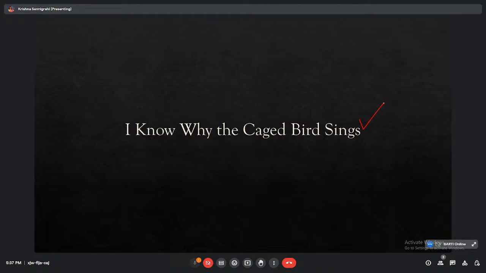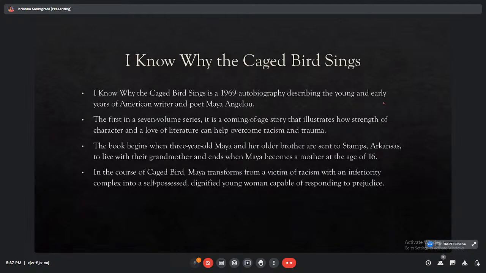It is a very, very important work in the world of black women writing about womanism and the ideas of freedom, the idea of how you can attain freedom. So, I Know Why the Caged Bird Sings is a 1969 autobiography describing the early years of American writer and poet Maya Angelou. The first in a 7 volume series. So, there is a 7 volume series, and it is the first in a 7 volume series.